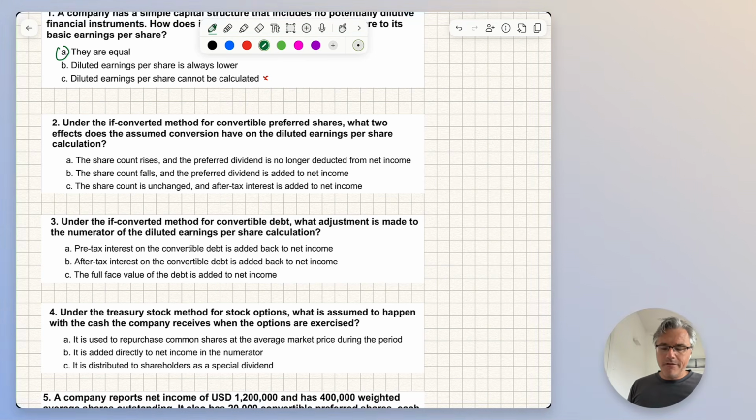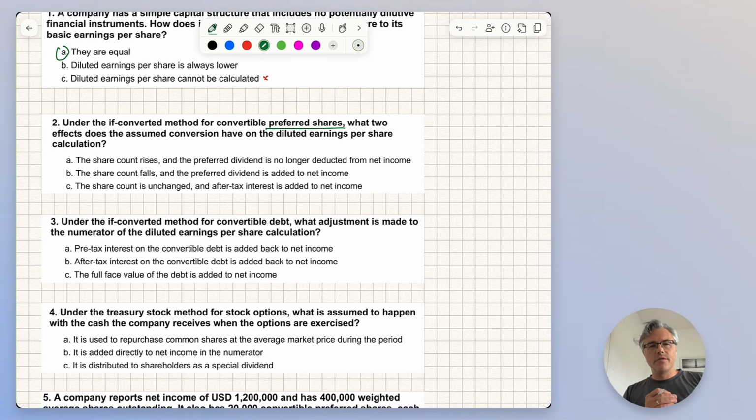Number two, under the if-converted method for convertible preferred shares, what two effects does the assumed conversion have on the diluted earnings per share calculation? Now, the if-converted method is what we use when we've got convertible preferred shares and convertible bonds. That's the method we apply here. Now, the question only asks for what happens when we've got preferred shares of convertible nature. So we make two adjustments, an adjustment to the numerator, an adjustment to the denominator.